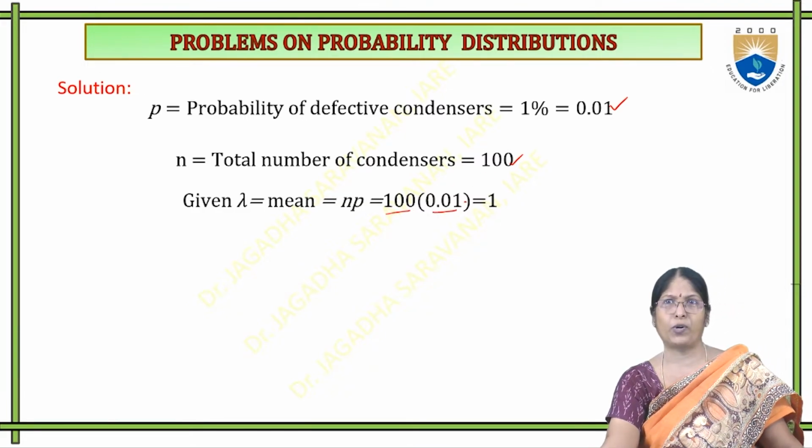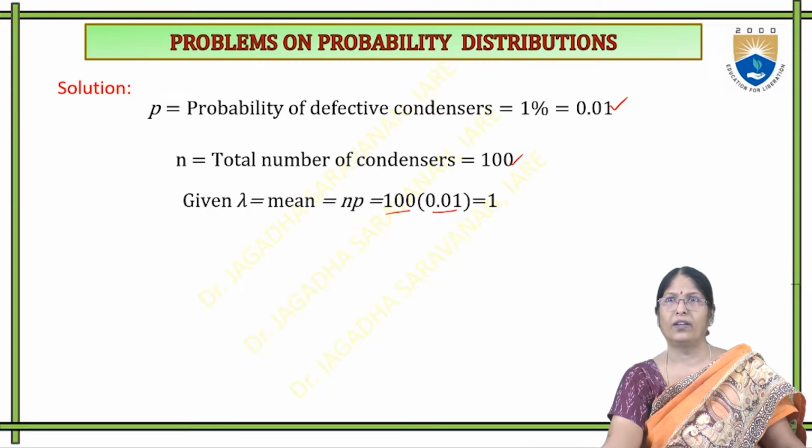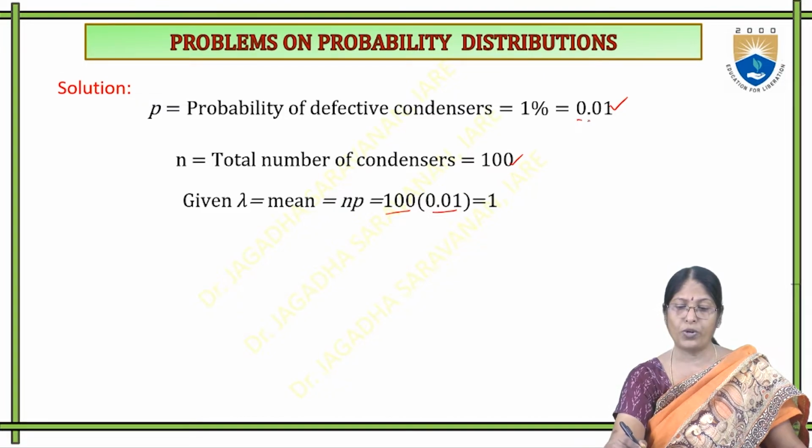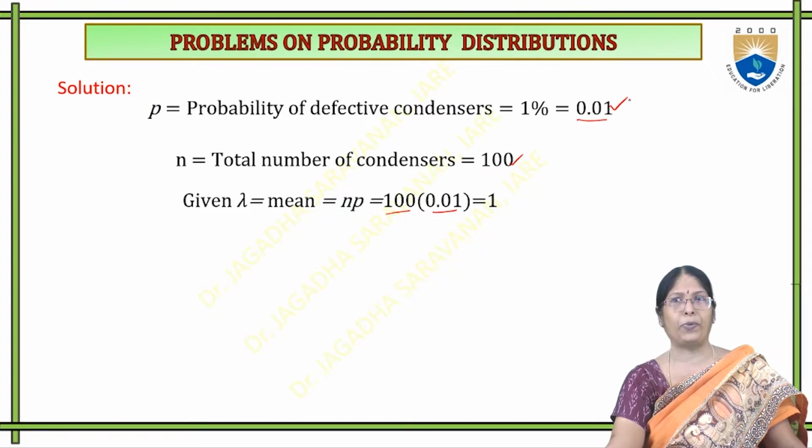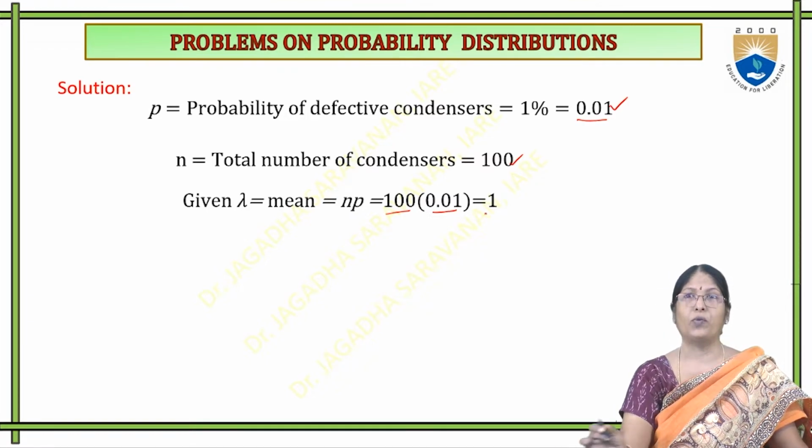P is nothing but the probability of success. Here our defective condensers are the condition we have to accept, so the output is playing the role of P. So 100 into 0.01 equals 1.